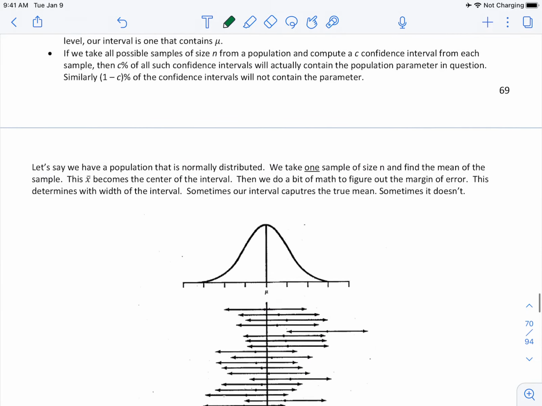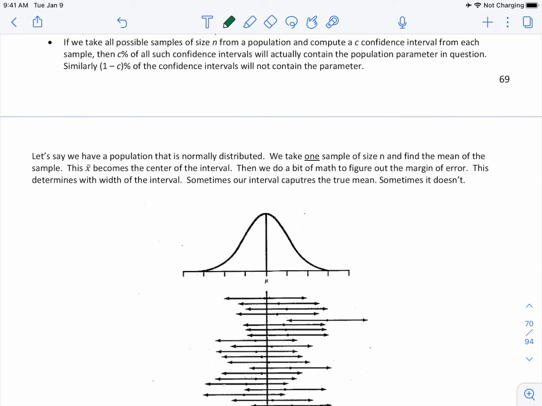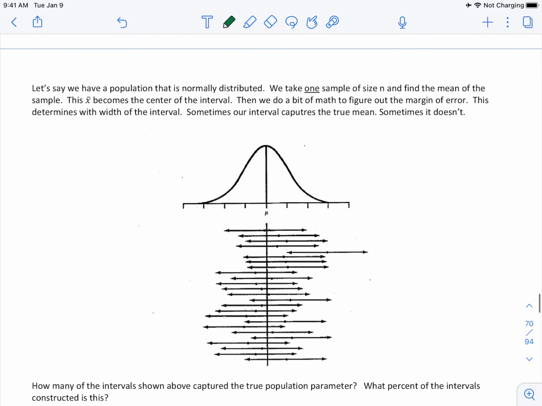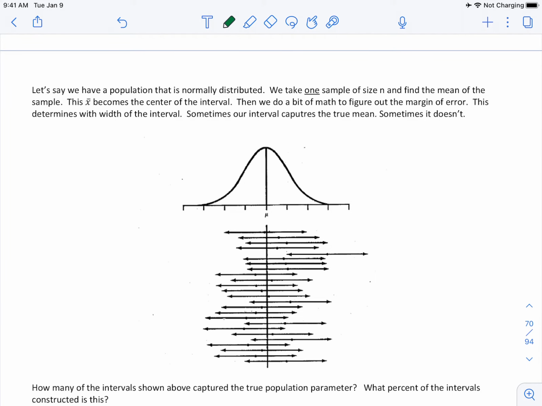All right, so here's what this looks like. Let's say we have a population that's normally distributed. We take one sample of size n and find the mean of the sample. This X bar becomes the center of the interval. Then we do a bit of math to figure out the margin of error. This determines the width of the interval. Sometimes our interval captures the true mean, sometimes it doesn't. So again, we're taking X bar plus or minus the margin of error, or the full formula X bar plus or minus, remember margin of error is ZC times our sigma divided by root n.